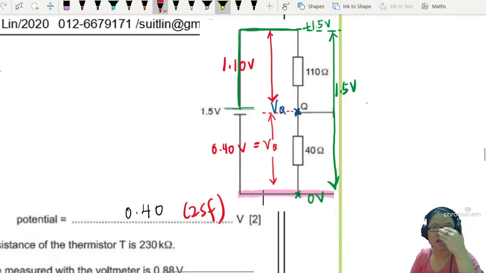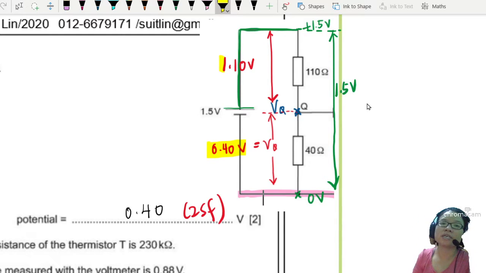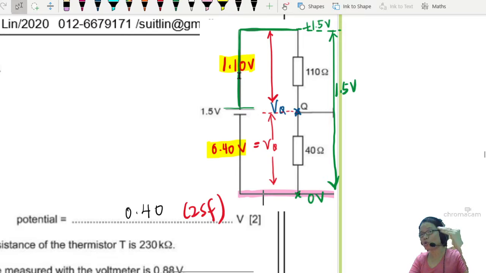Don't lose that mark again. Never ever again. Anyway, you look at this 0.40, you look at this 1.10. When you add these two together, you get 1.5. But when you ratio them, it is 11 to 4. 11 to 4.